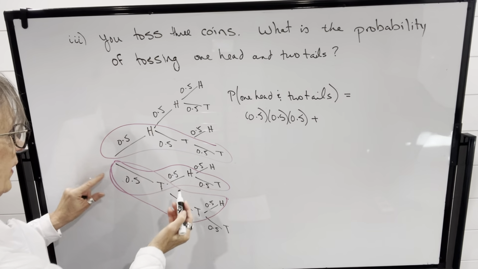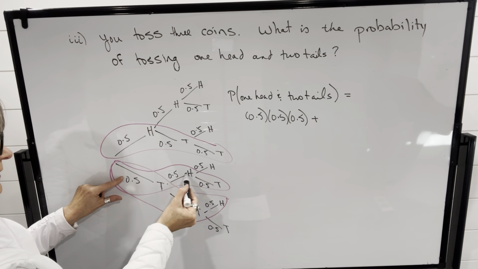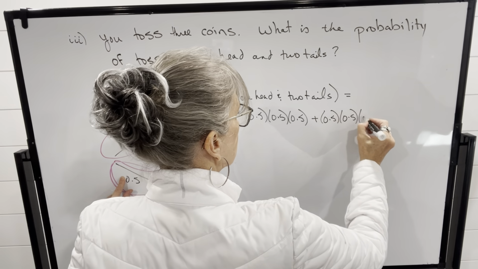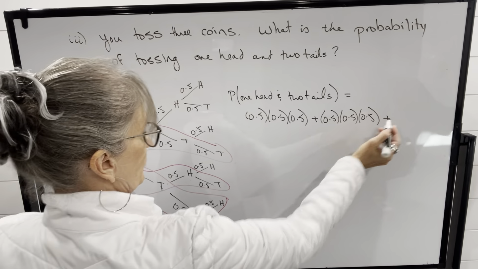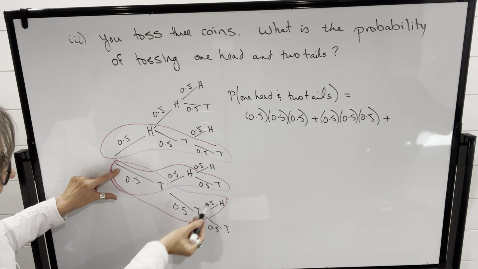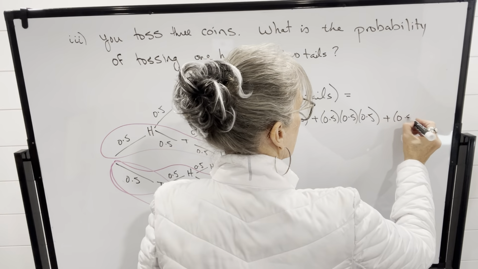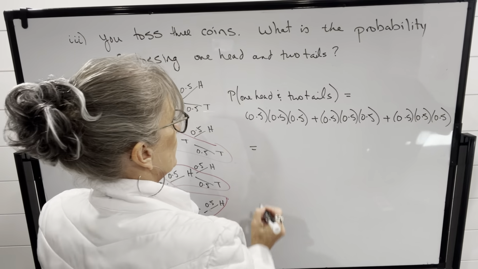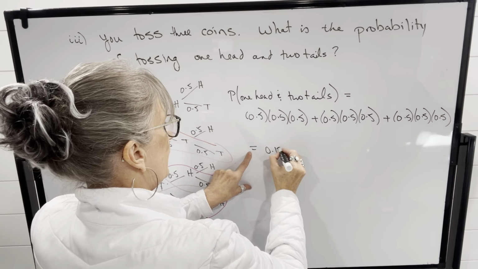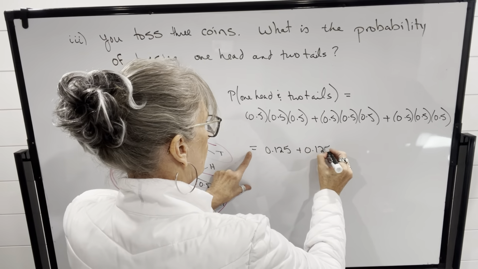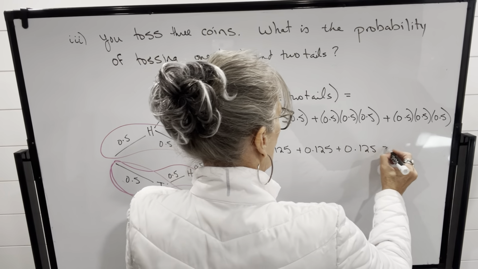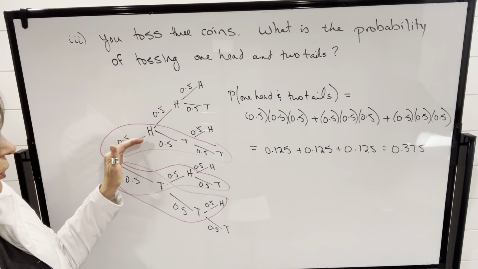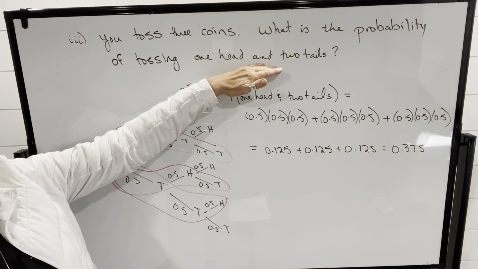Plus, second way I can get it is if the first coin is tails, then heads, then tails. So that's 0.5 times 0.5 times 0.5 as well. Or, so plus, the third way I can get it is if I get 2 tails and then a head. So this probability will be equal to 0.125 plus 0.125 plus 0.125, which is 0.375. You have to be careful and make sure you've got all of the possibilities to get that outcome.